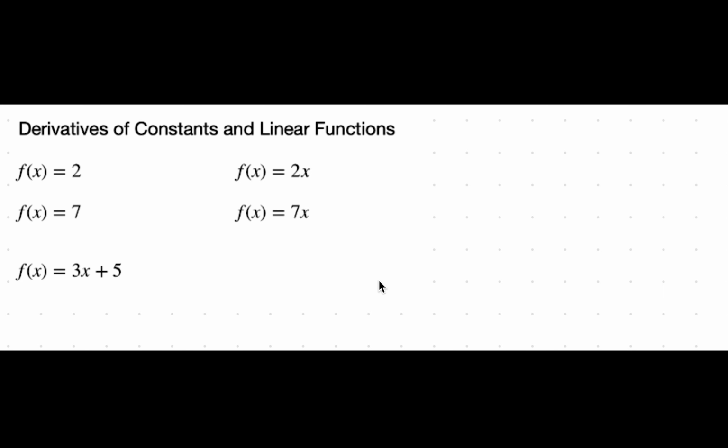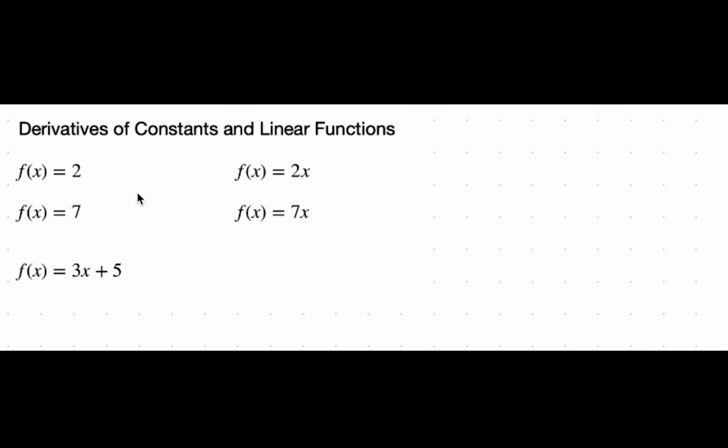So in this lesson, we're going to discuss derivatives of constants and linear functions. So a constant is just a plain number. For example, a constant could be f of x is equal to 2. So it's just a number with no other variable attached to it.